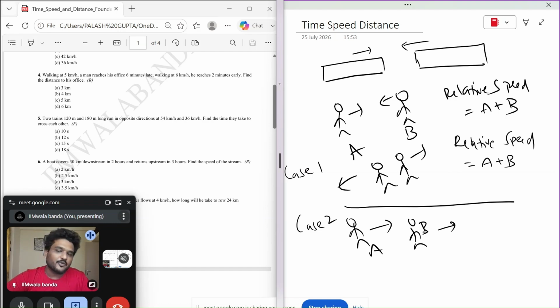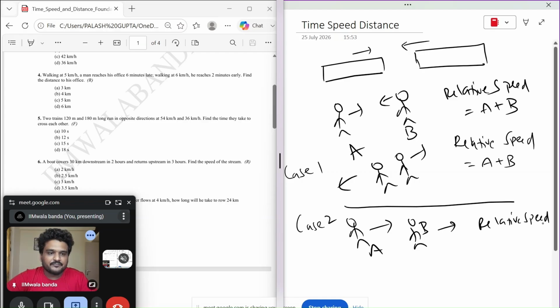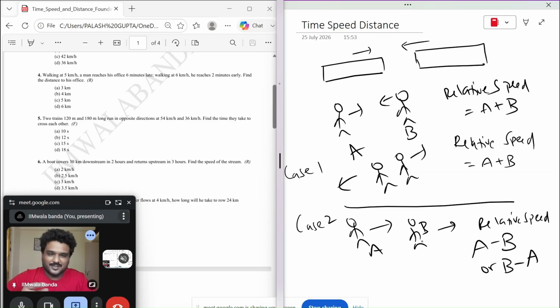But because he is also moving, A will not reach as quickly and it will take some time. So in this case, the relative speed of A has decreased. So relative speed in this case will be A minus B or B minus A. If it is A minus B, that means A's speed is more and it will catch. If it is B minus A, that means B's speed is more and it will never be able to catch, and B will always keep moving and stay ahead.